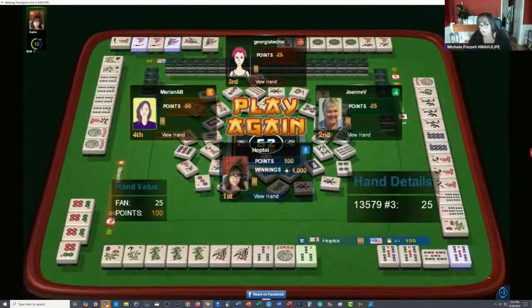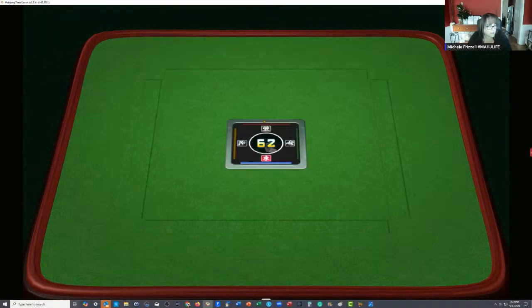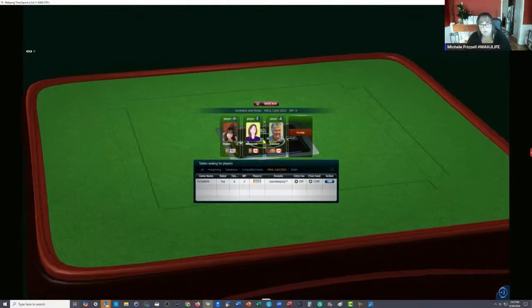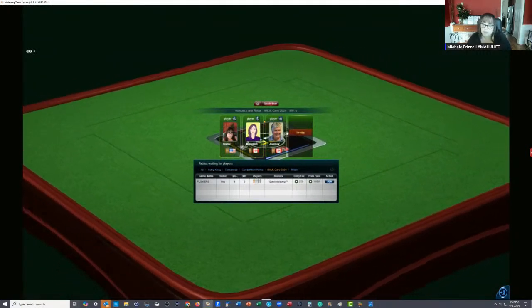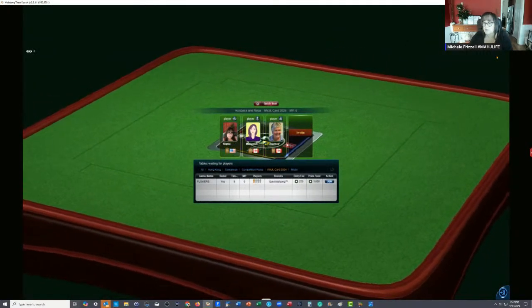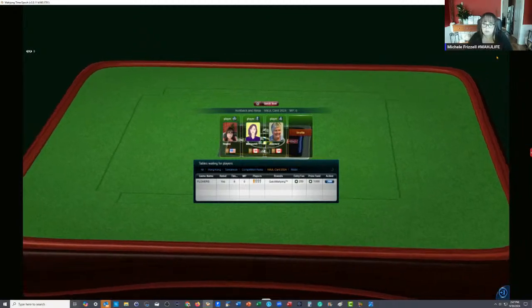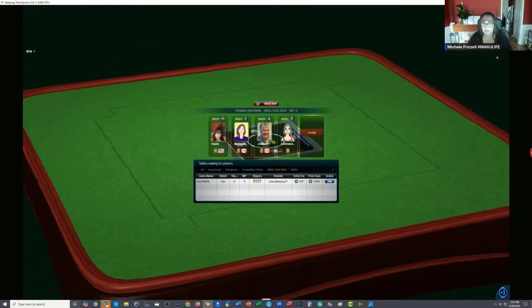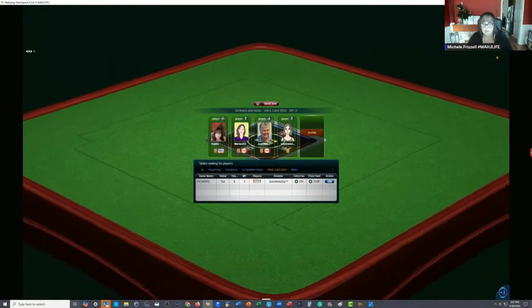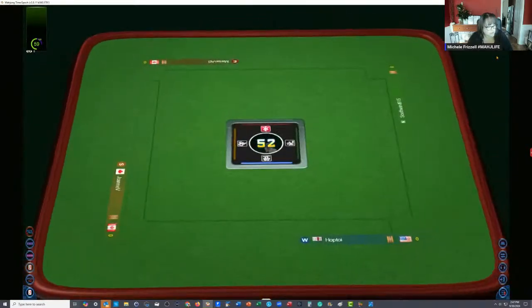Okay, so we can squeeze in one more game. One more game. Everyone's playing very well today here. So kudos to these players. I'm very happy to have competitors at the table. Strong players at Mahjong Time.